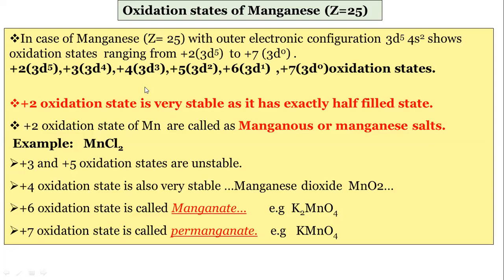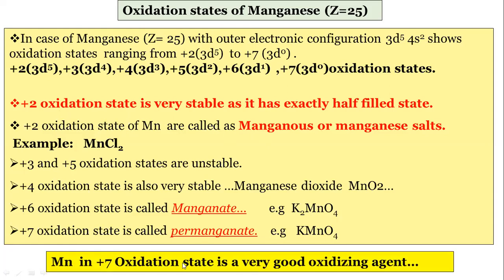Remember, the question is also asked in the board examination. Manganese is the only element in the 3d series which has the maximum range of oxidation states, from +2 to +7. The +7 oxidation state is a very good oxidizing agent. That's why KMnO4 acts as an oxidizing agent.